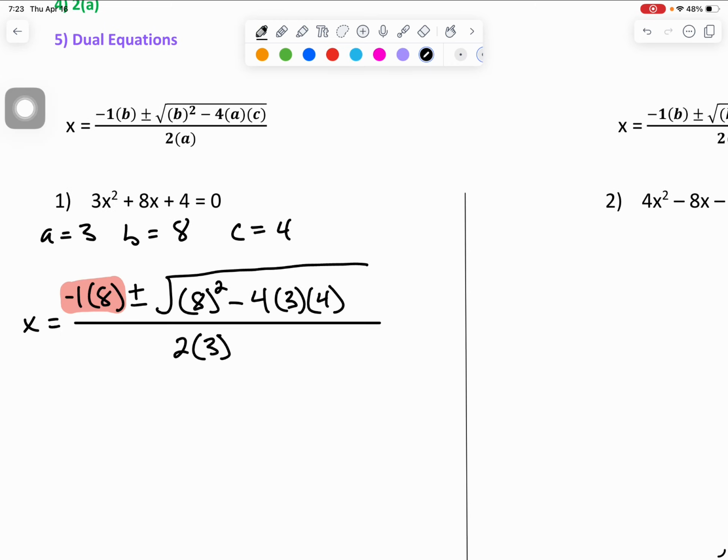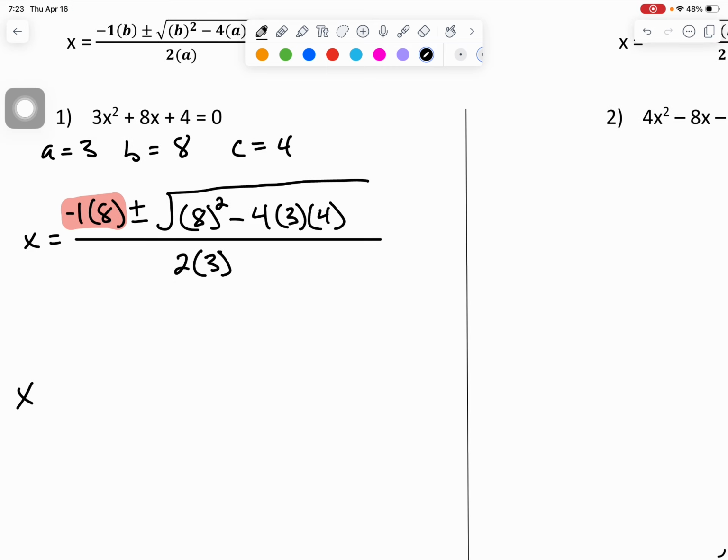All right, so let me redo our X equals here. And -1 times a +8. I know you guys yelled it out so many times. It's -8. Bring down your plus minus.